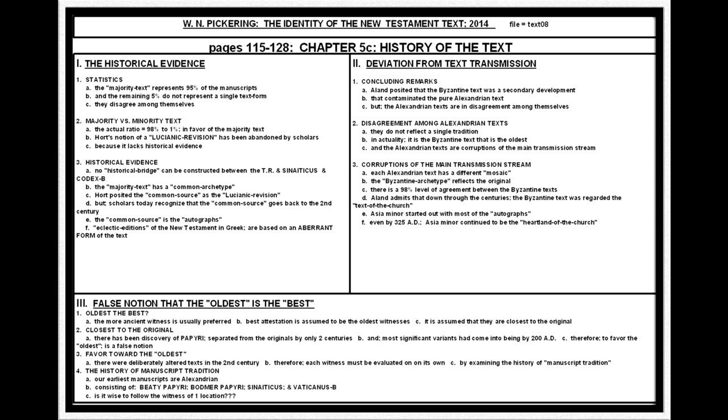According to Pickering, it is the Byzantine texts that are close to the autographs. And the Byzantine texts are not based on a Lucianic revision, as Hort proposed. They are based on the autographs. Most autographs were in Asia Minor.